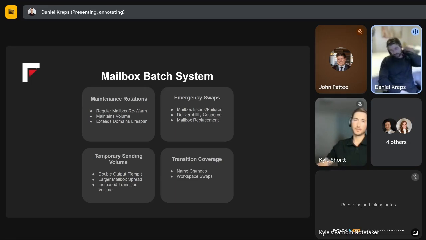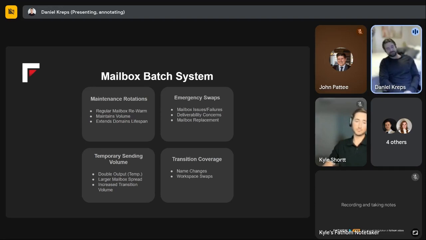So that's deliverability concerns. And then same with replacement, right? So if we know an entire batch is dead and we're swapping to another one, we don't have to sit there and wait for 3 weeks. We have one running that's actually completely functional. We rewarm those, and then we can go back into regular maintenance rotation unless something else happens. So the emergency swaps do override the maintenance rotations and whatever schedule they're on. If something comes up, we'll obviously just swap it out and then we'll adjust the maintenance rotation from there on.